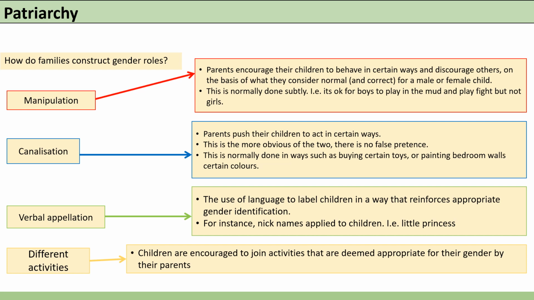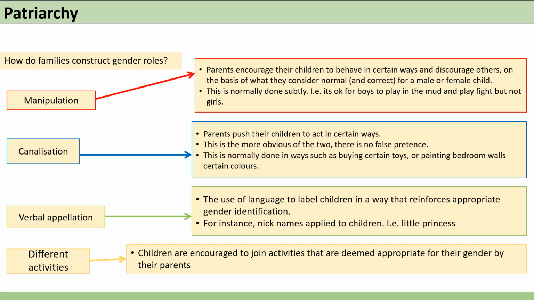And then, of course, there's different activities. So children are encouraged to join activities that are deemed appropriate for their gender by their parents. And the best example I can think of for this is ballet and football. You would be hard-pressed to find a ballet club that was not, if not exclusively, massively dominated by girls, and likewise you'd be hard-pressed to find a football club or a rugby club that is not dominated by boys, or at least, if not completely male. So this is part of how feminists see gender roles as being constructed.